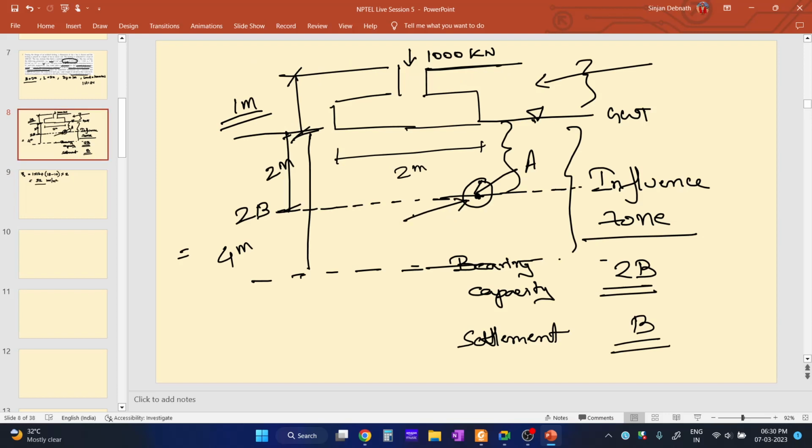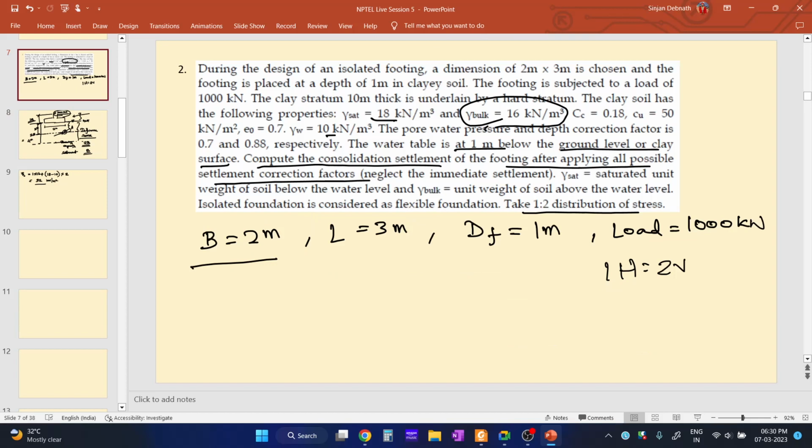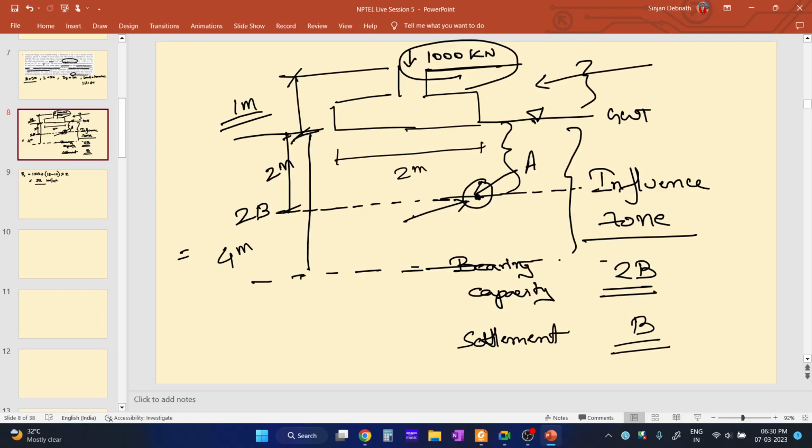Now let me find out the distribution of stress due to this 1000 kilonewton. It is mentioned over here that the stress distribution is 1:2. 1:2 means one horizontal, two vertical. So actually, it is happening like that. We must consider up to half of 2b, that is up to b. It is happening like this. See, the slope is 2:1, 2 vertical is to 1 horizontal.